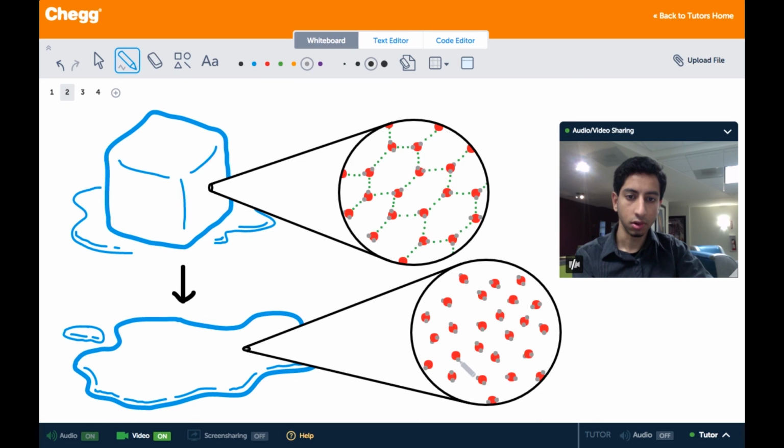Drawing dots, drawing lots and lots of dots. The dot song, everybody.